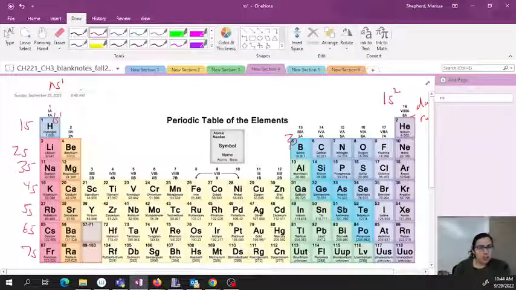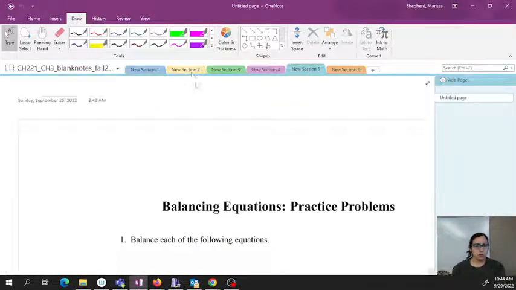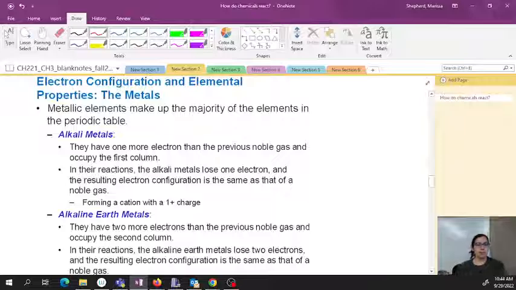And so they, again, all have that pattern, ns1. So if we go back to this electron configuration, now we can understand, again, why they always have that 1+ charge. And that's just showing that those alkali metals have that tendency to lose that one valence electron. And then, of course, that would give them a noble gas configuration. They're satisfied, and they can go on to bond and things.